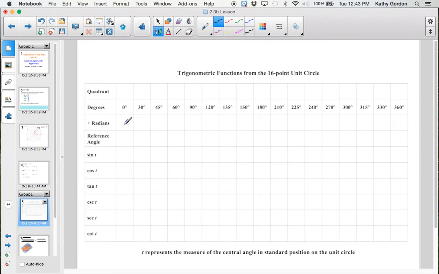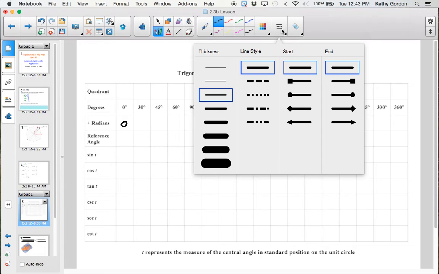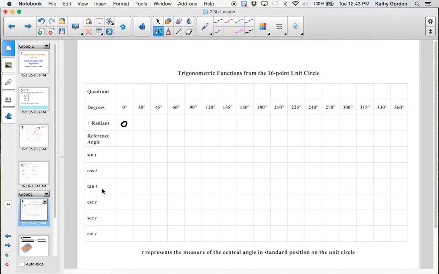Obviously, 0 degrees is how many radians? 0, that's easy. And 30 we just said was what? Pi over 6. 45 is? Pi over 4. 60 is? Pi over 3. And 90 was? Pi over 2. So we've already established those.